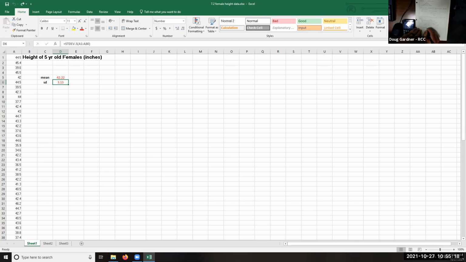Norm CDF, lower limit, 40. What am I going to put for upper limit? Notice this is a little weird. The other day we just put in like 4 or 5 or something like that because that was a z-score. You can't just put in a z-score of 4 now because notice 42 is here. So is it 50 inches? Is that far enough?